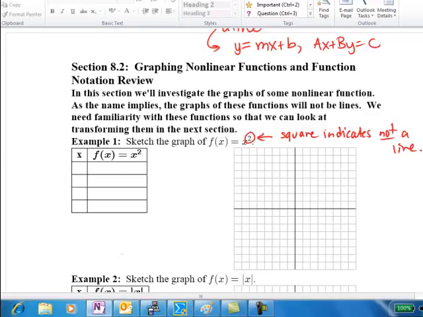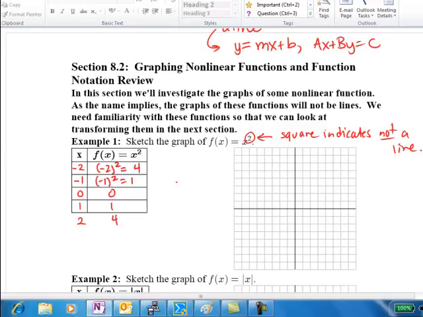So for now, we'll go ahead and make tables of values. Let's do -2, -1, 0, 1, and 2 for our x's, and then determine the y's that go with them. So if f of x is x squared, for the y we'll have -2 squared. Remember to square the negative also, so we'll get 4. This would be -1 squared, so we'll have 1. 0 squared is 0, 1 squared is 1, and 2 squared is 4.